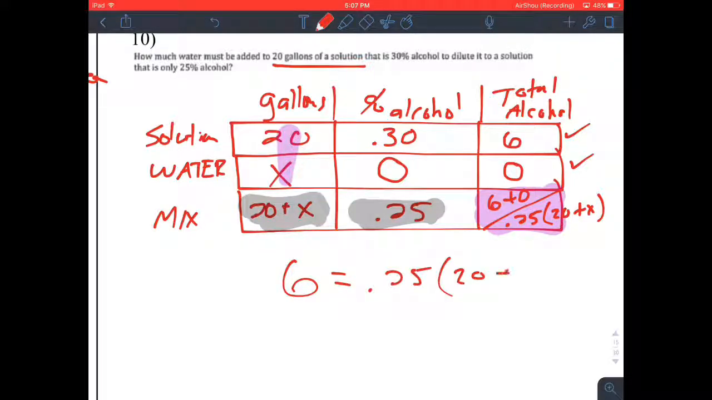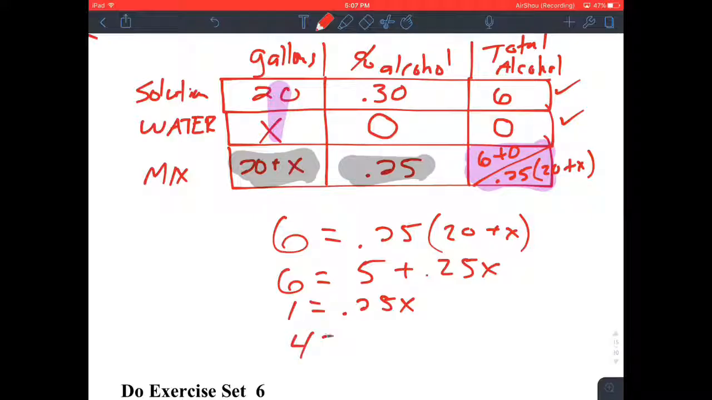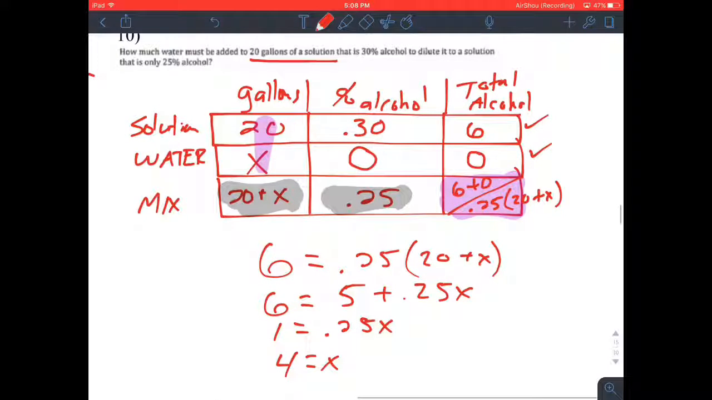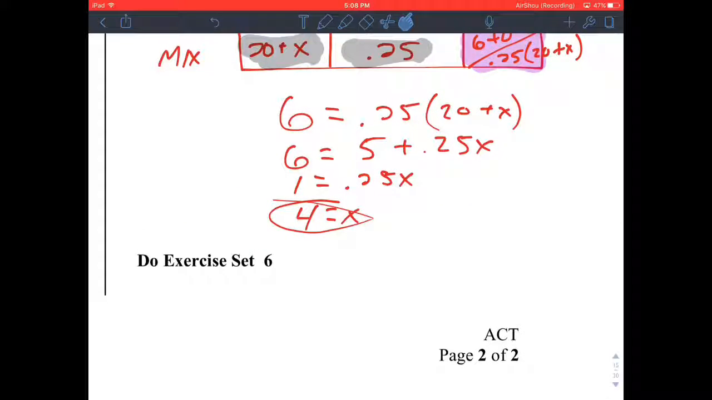So you set them equal to each other. If you distribute the 0.25, then subtract 5 from both sides and divide both sides by 0.25 or multiply by 4, same thing. Make sure we answer the question. How much water should be added? X was the gallons of water. We should add 4 gallons of water. All right. That's all, folks.